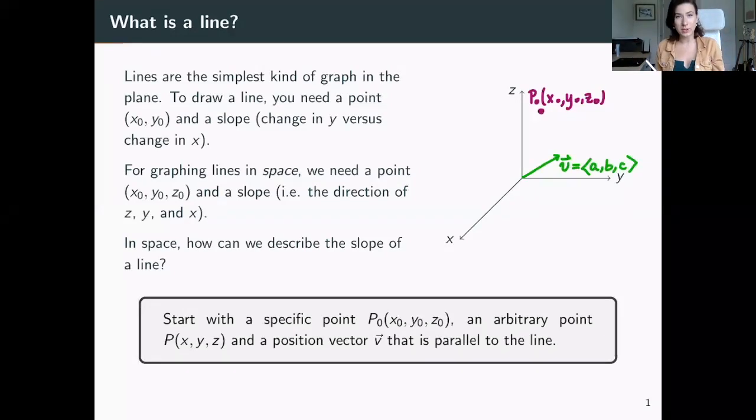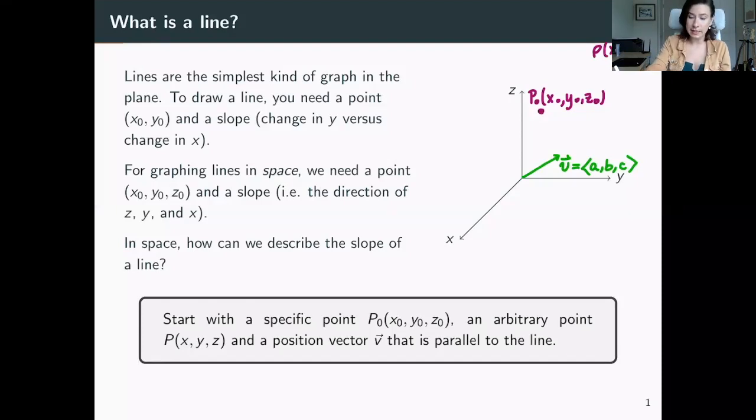As is noted in the little gray box here at the bottom, we have a second point on our line, an arbitrary point, which we could label p, of just x, y, z. I don't know what the coordinates of this point are, but I do know that it is an arbitrary point on my line that is in the same direction as this vector v.